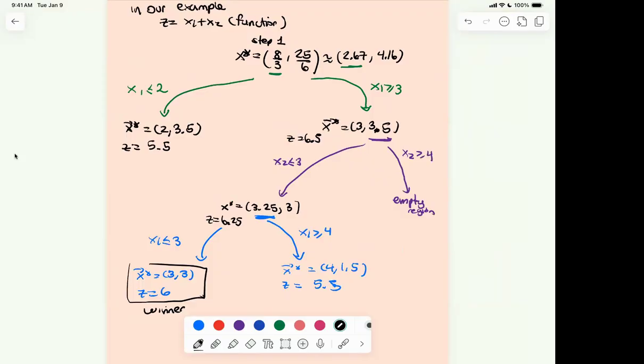And the way of the branches is that you have to think that the conditions accumulate. So in this step, in the purple step, you are still considering that x1 was already greater or equal to 3. You see?